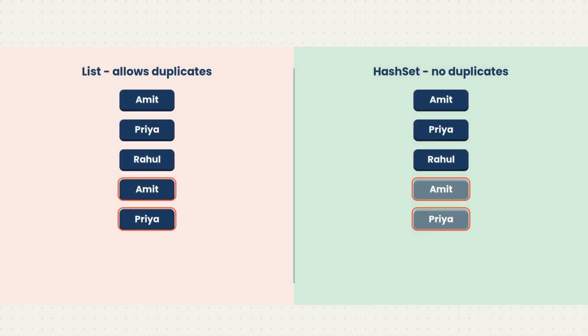A normal list allows duplicate values. If you add Amit twice, it will store Amit twice. But a hash set does not allow duplicates. It keeps only one copy of each value.